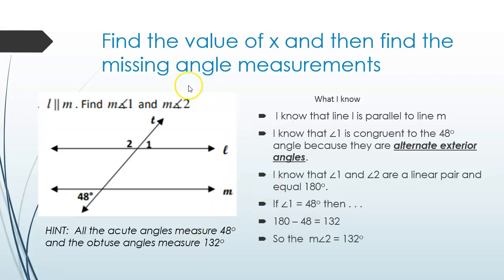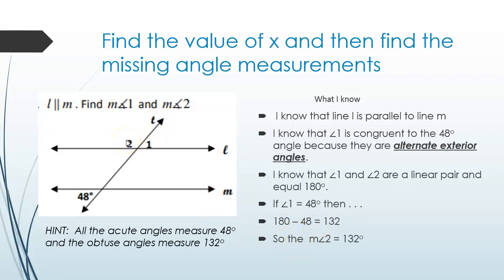In this first diagram, we know that this 48-degree angle and angle 1 are alternate exterior angles. We also know that angles 1 and 2 are supplementary and create a linear pair. With that being said, we know that 1 and 2 have to equal 180 degrees. So angle 1 and 48 degrees are congruent because they're alternate exterior angles. To find the measurement of angle 2, you're going to do 180 minus 48. It's 132. So angle 2 has to be 132 degrees.